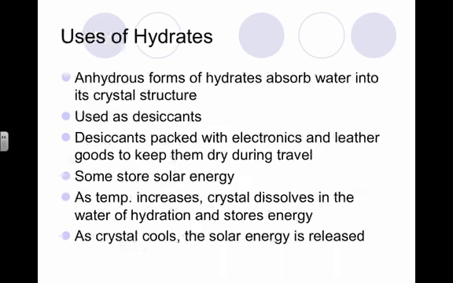Hydrates have many uses. The anhydrous forms absorb water into their crystal structure. These are also used as desiccants, which means a substance that just absorbs water. Sometimes you might open up some sort of food item or electronics, and you'll see these little white packets inside. That's an anhydrous hydrate. It's there to absorb moisture so that your electronic stuff doesn't get rust on the inside, and it's also sometimes used with chips to keep them dry and crispy. You'll often see them inside leather shoes and leather goods as well.